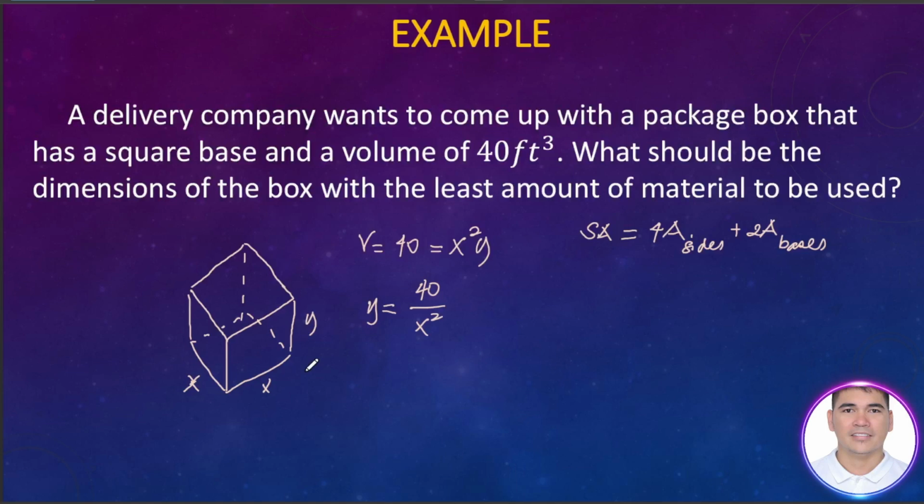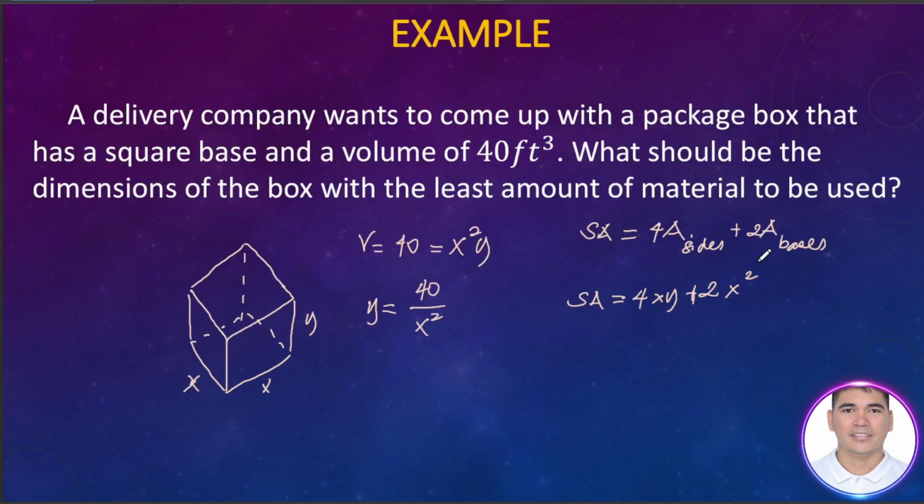Writing this function in terms of x and y results in surface area equals 4, for the sides we have x and y, so we have 4xy, plus 2. And take note, for our bases, we are going to focus only on the base, which refers to x times x for top and bottom. So we have 2x squared.